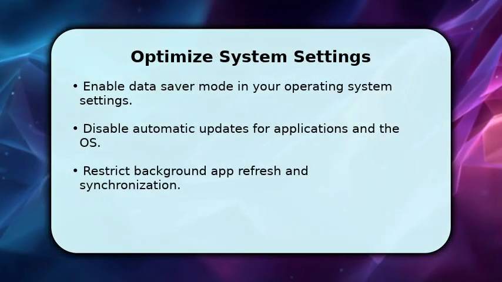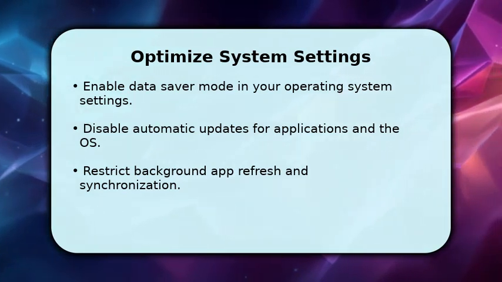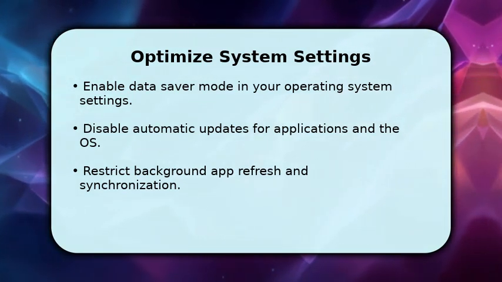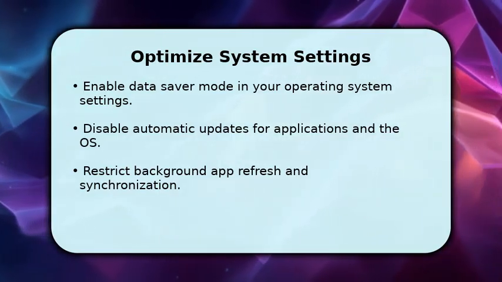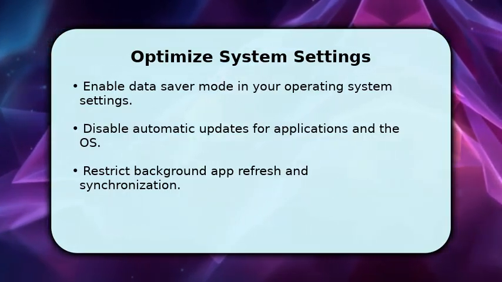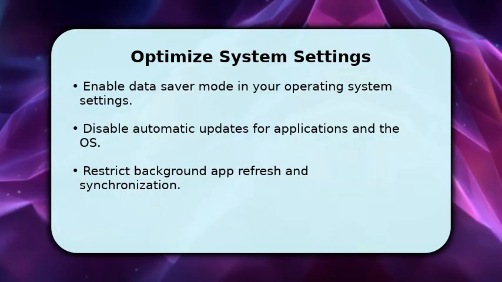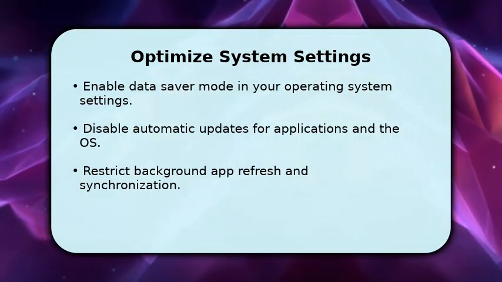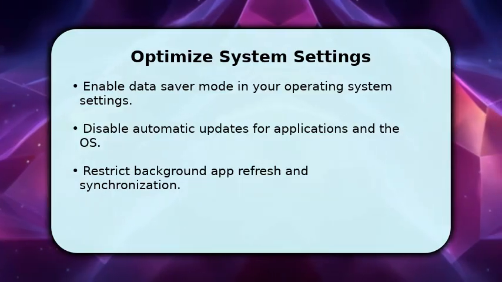Your laptop's operating system often has built-in features to help. Look for a data saver mode, which can significantly reduce background data. Turning off automatic updates for both your operating system and individual applications is crucial. You can schedule these manually. Also, restrict background app refresh and synchronization for services like cloud storage, ensuring they only update when you explicitly allow them to.